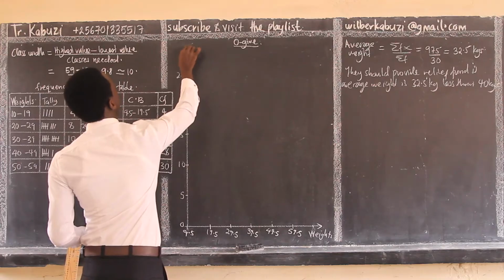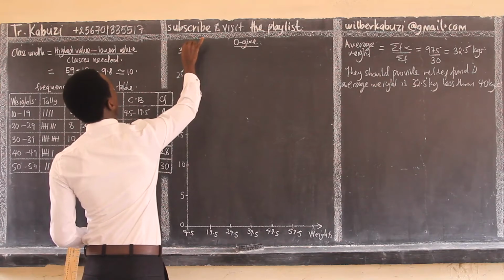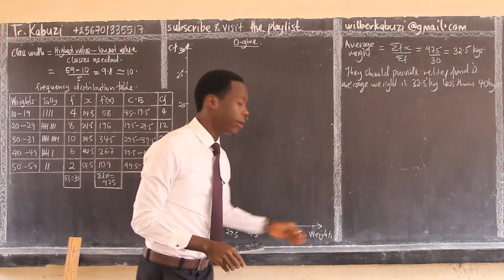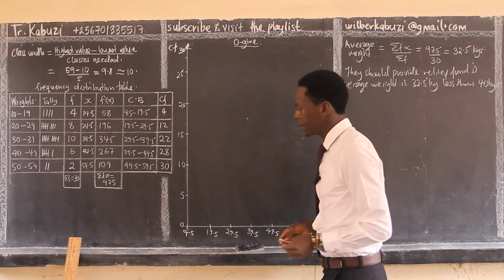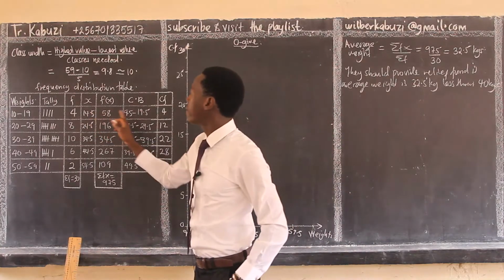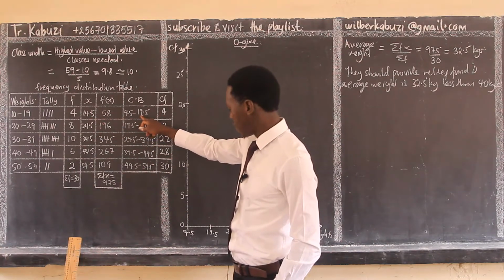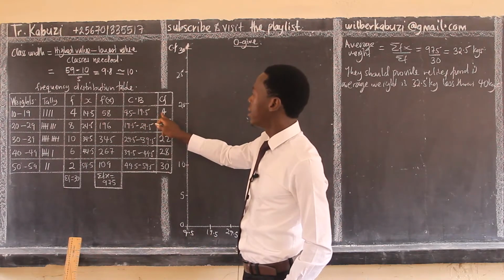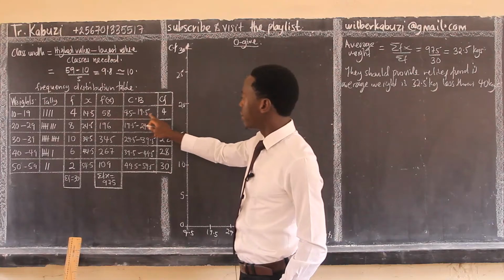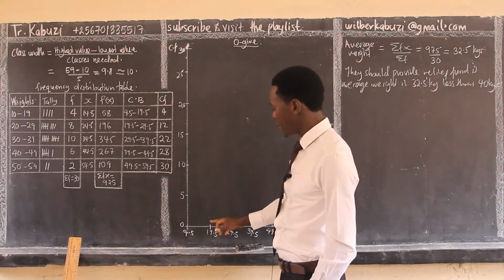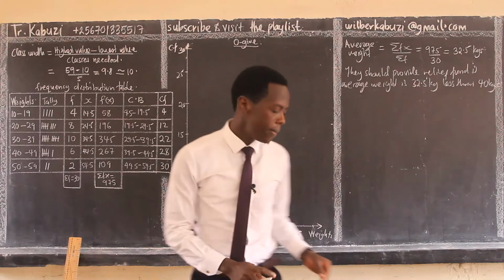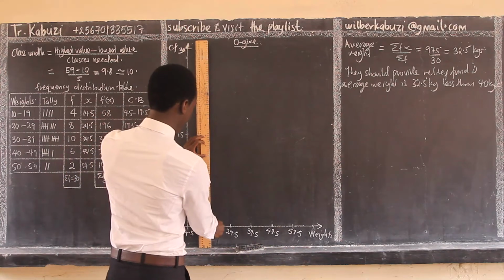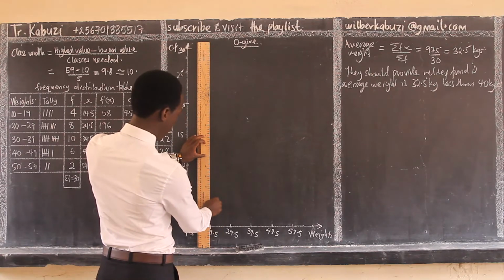So here we had our 30. So here we have always cumulative frequency. Then here we have the weights. So now we start the plotting. Here we see we have the first CF. Always we start with the lower class. We put it here. Then 19.5 goes with 4. So let me use a ruler here, so that I be a bit accurate. 19.5 goes with the 4 around there.